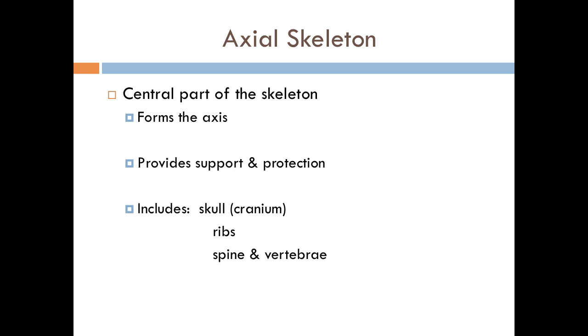The skeleton is split up into two different portions. You've got the axial skeleton and the appendicular skeleton. The axial skeleton is the central part of the skeleton. It forms the axis, the base of the actual skeleton. It provides support and protection, and it includes the skull, and the medical term for the skull is cranium. It includes the ribs, the spine, and vertebrae.